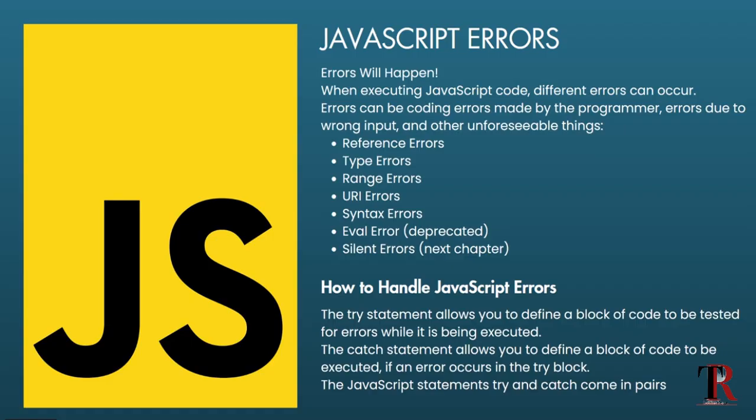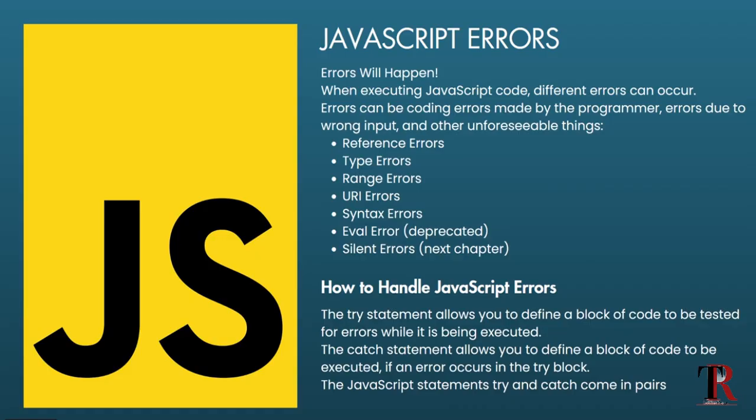We have the reference errors. If you reference something in the wrong way, we have the type errors, we have the range errors, we have the URI errors, we have the syntax errors, and we have the eval error, which is deprecated, it's no longer in use. And then we also have the silent errors, which we are going to talk about.